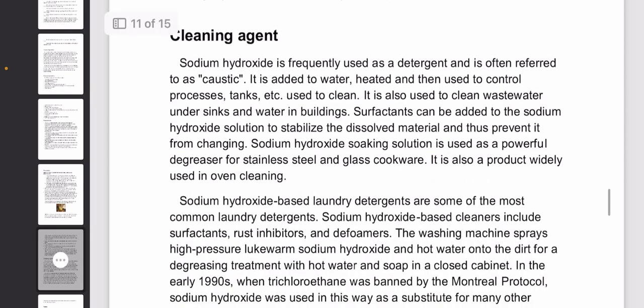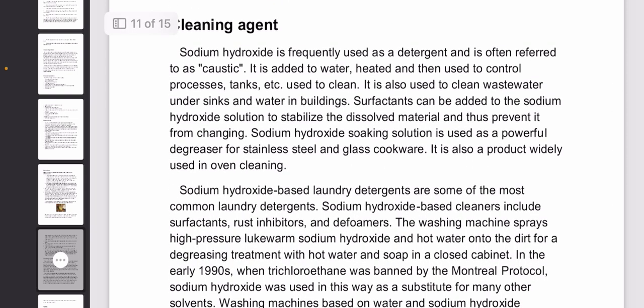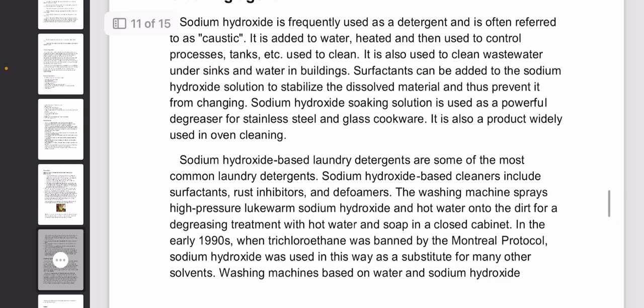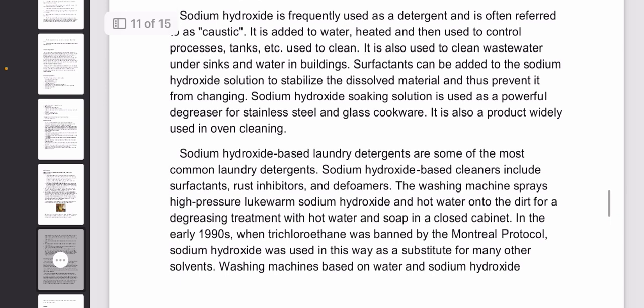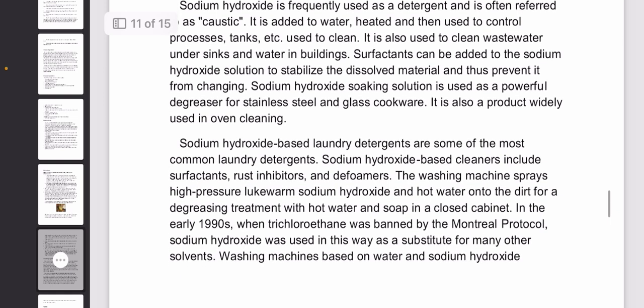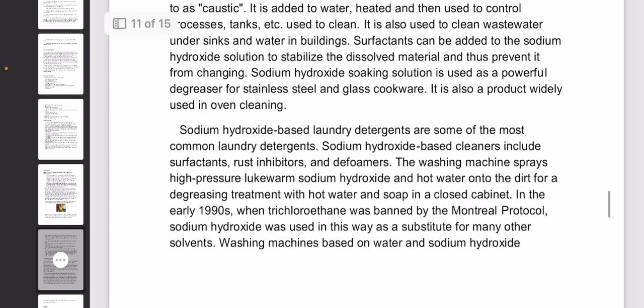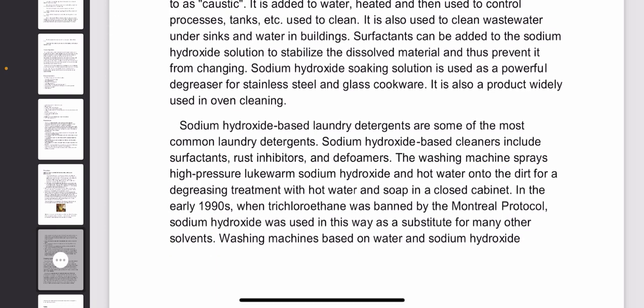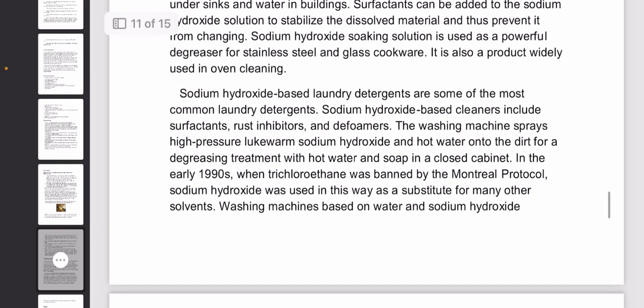Cleaning agent. Sodium hydroxide is also used as a cleaning agent. Sodium hydroxide is frequently used as a detergent and often referred to as caustic. It is added to water, heated, and then used to clean processing tanks, etc. Sodium hydroxide soaking solution is used as a powerful degreaser for stainless steel and glass cookware. It is a product widely used in oven cleaning.